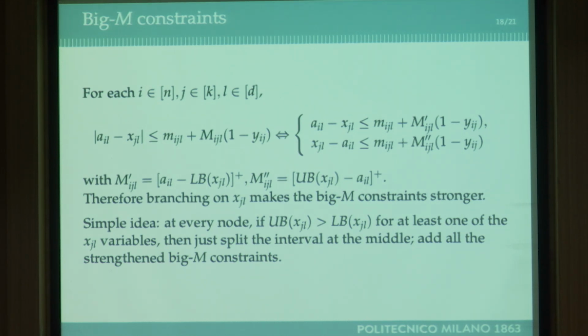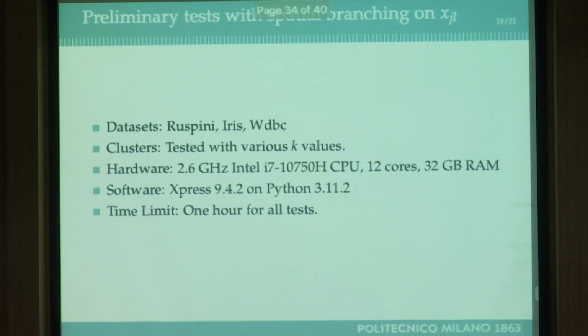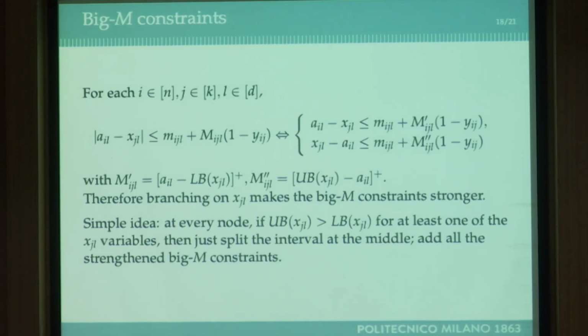So this is a very recent project which I started with a master student, and the idea is simply that if there is an xjl such that the lower bound and the upper bound are far enough apart, then we branch on xjl right at the middle point. So it's a very, very simple branching rule, not really a very efficient one. I don't do any strong branching here. I simply branch in the middle of xjl, and we always take the xjl for which the gap between lower bound and upper bound is maximum.